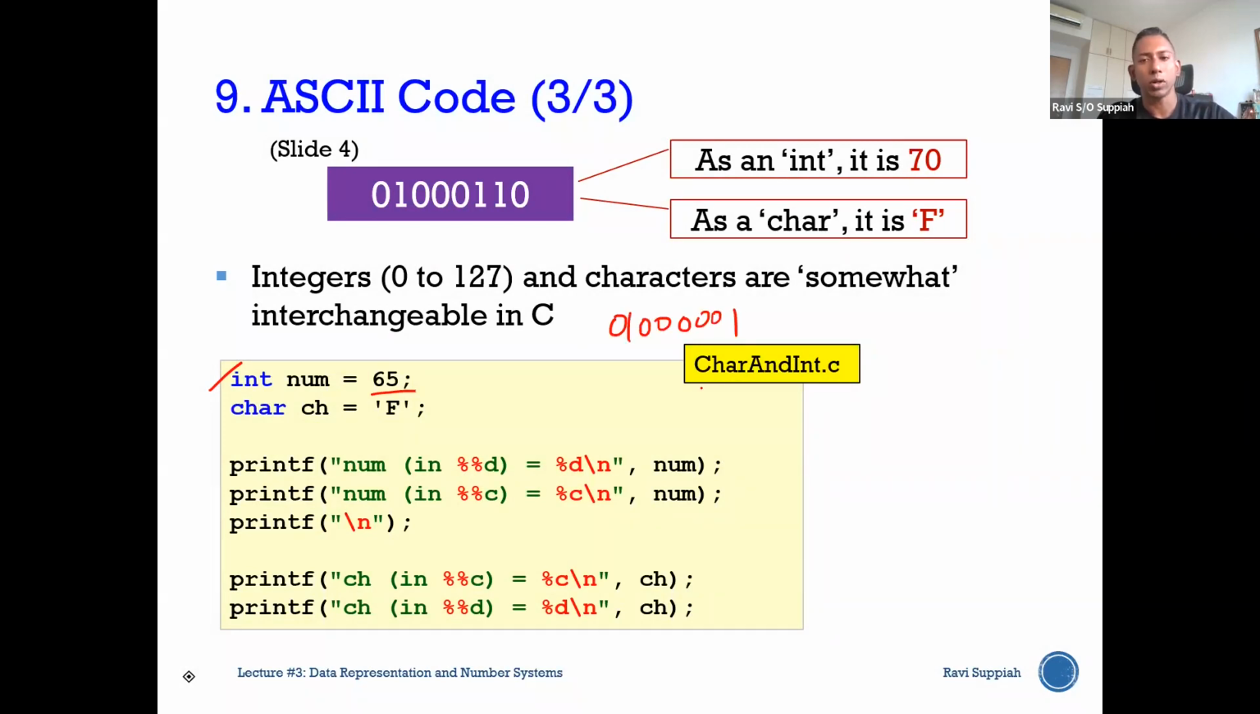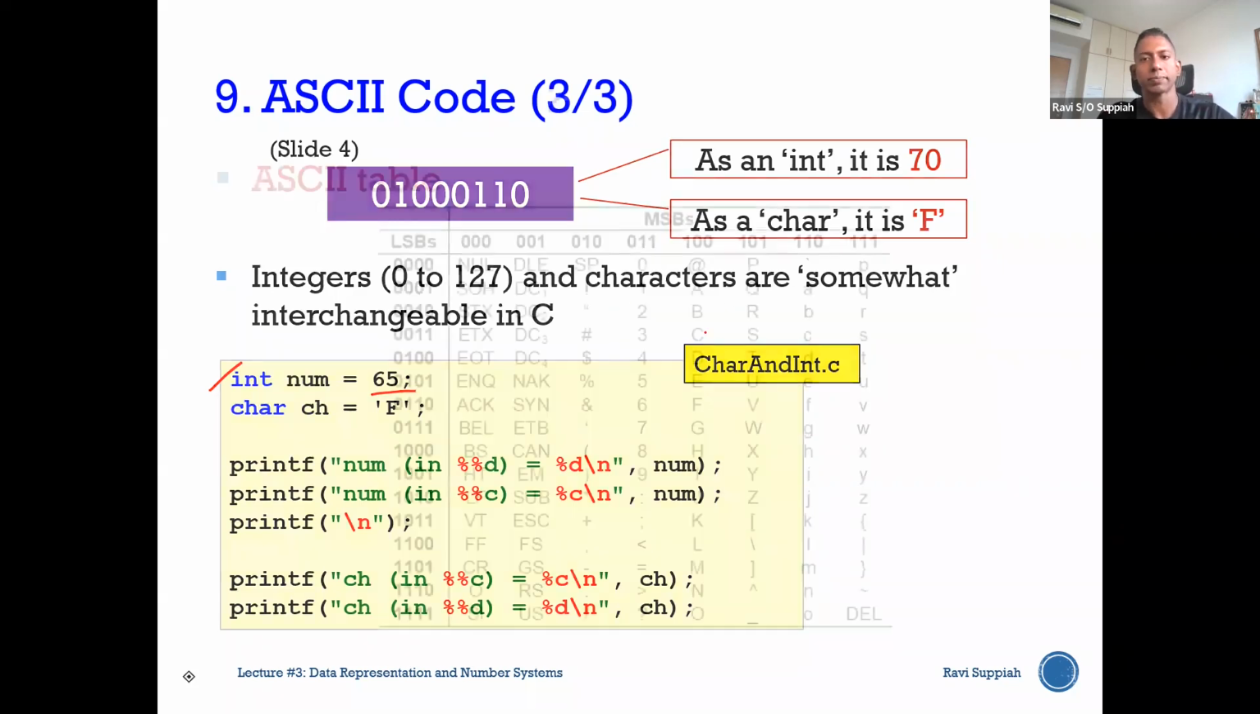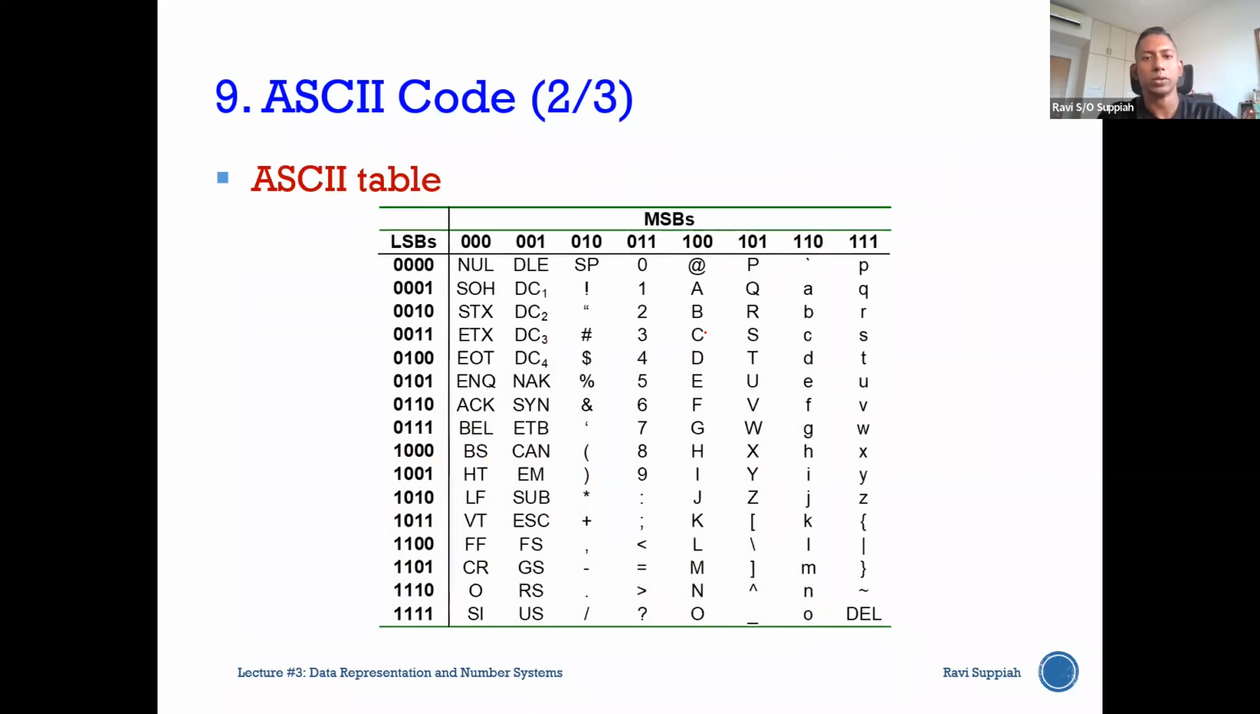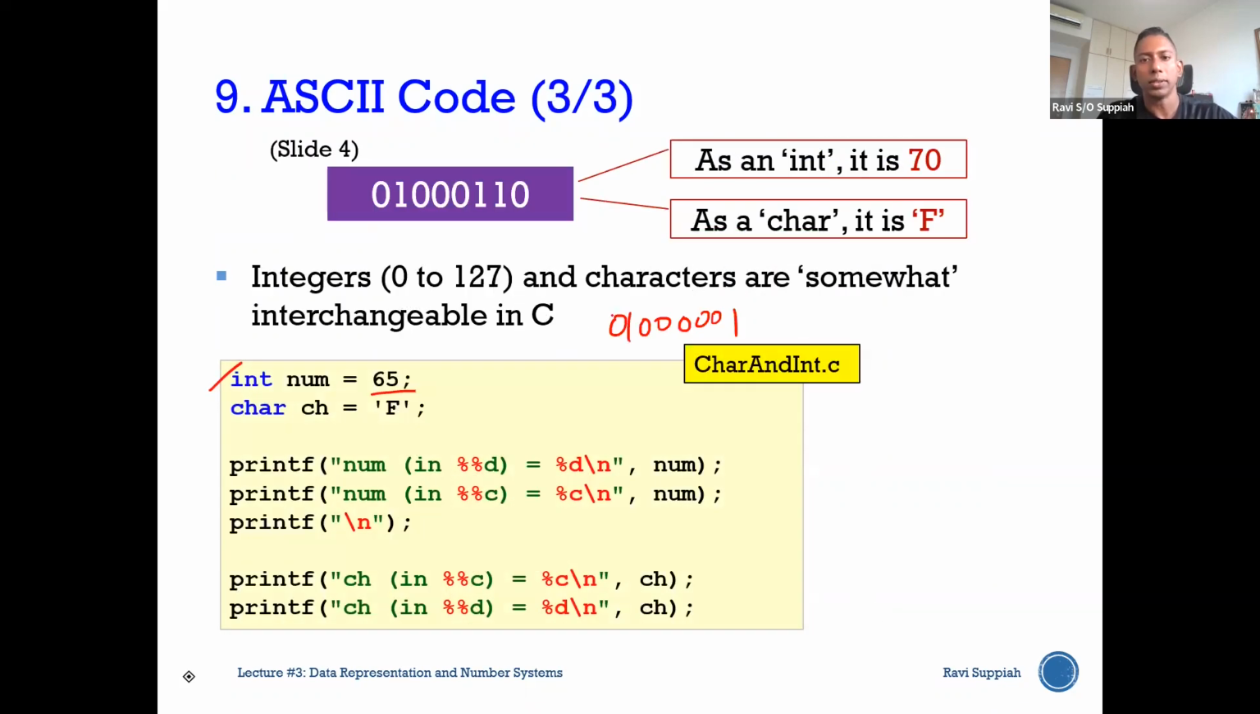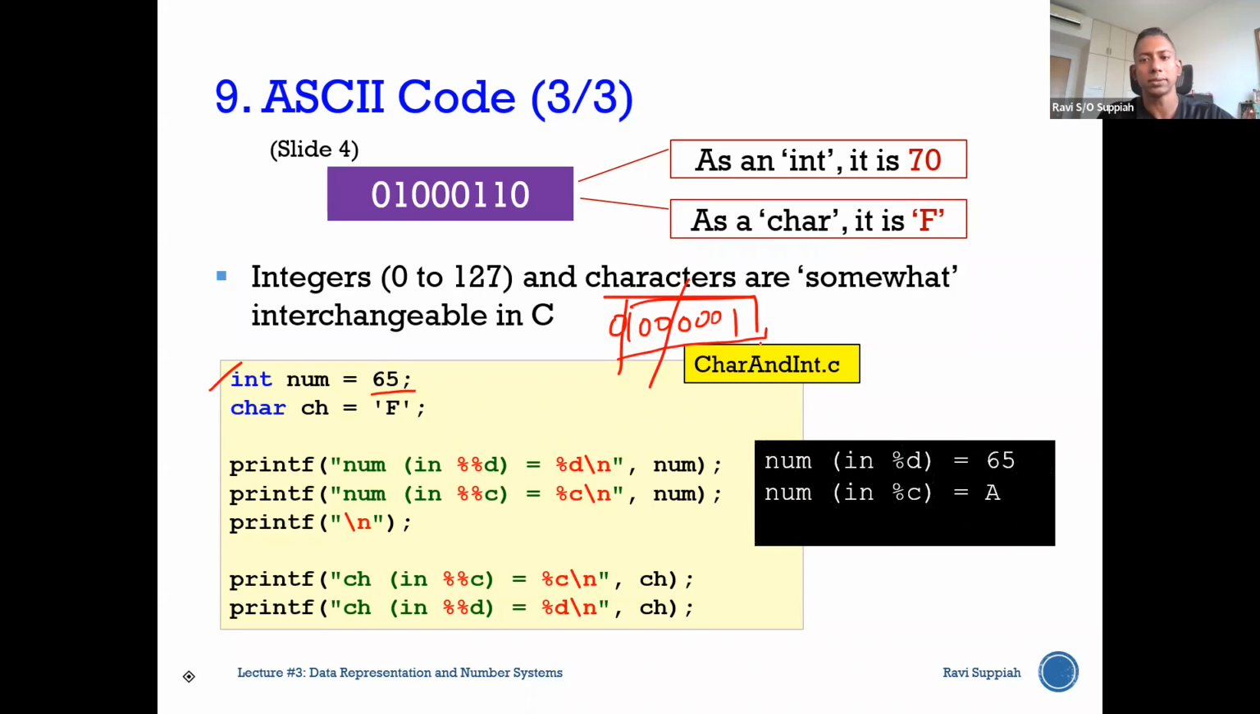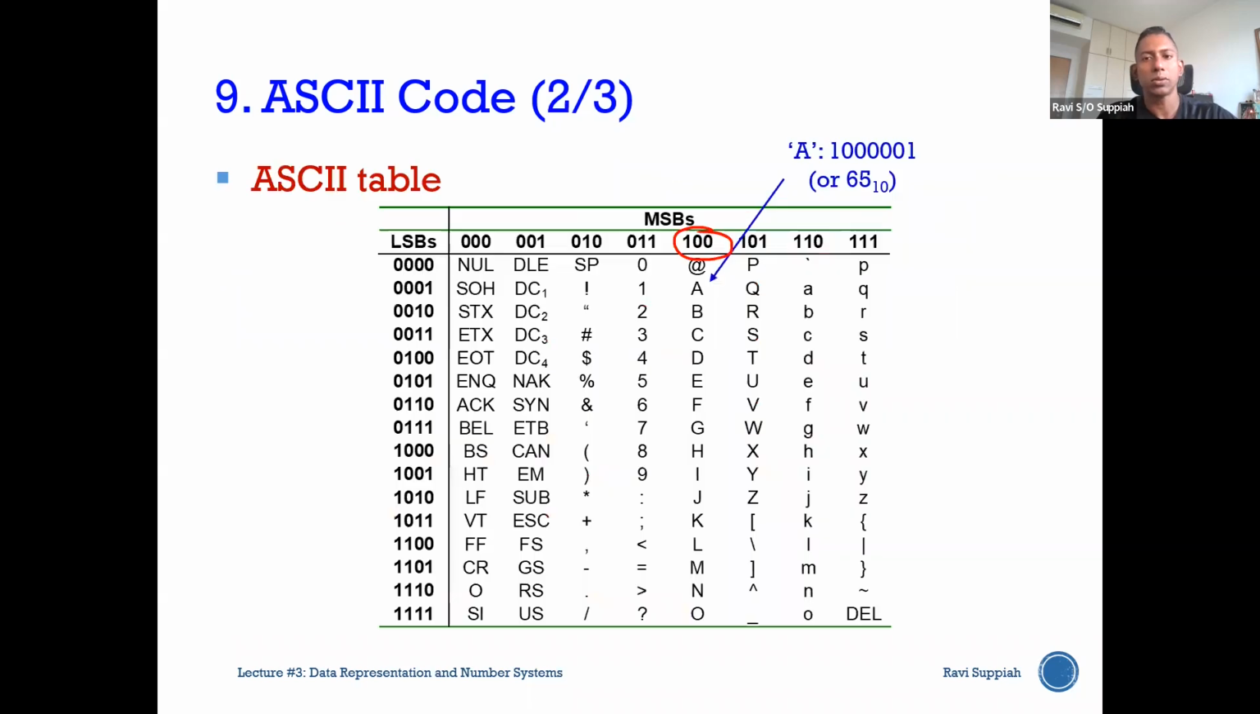In terms of translating this, we can come back here. The first 3 bits are this, so we need to look at the lower 7 bits, which are 1 0 0 and 0 0 0 1. That is this and this, so that points to A.